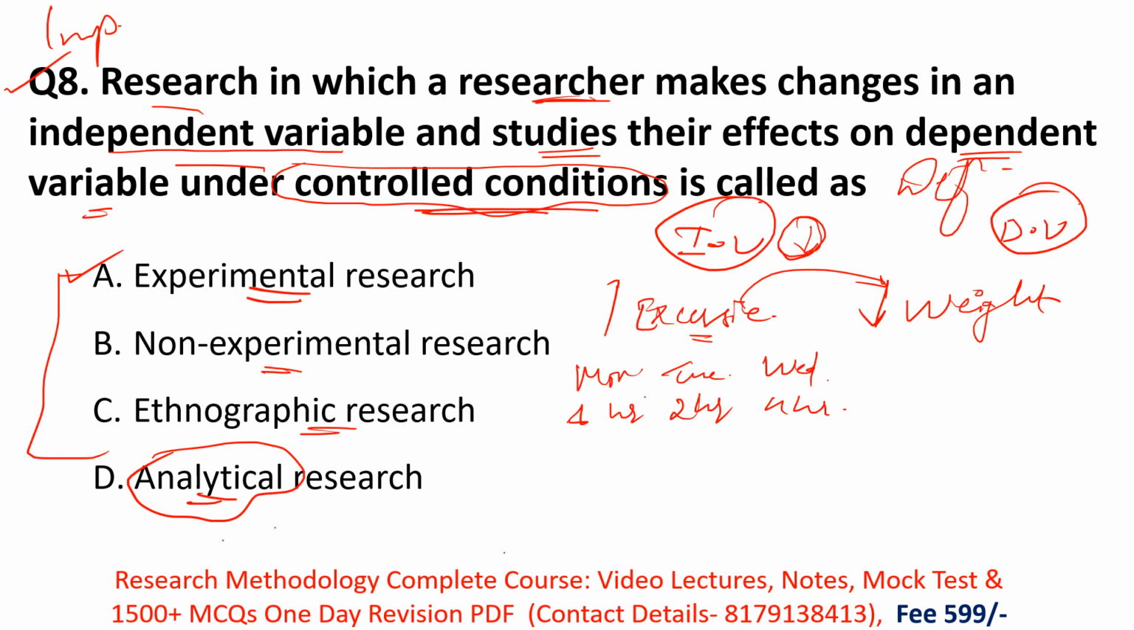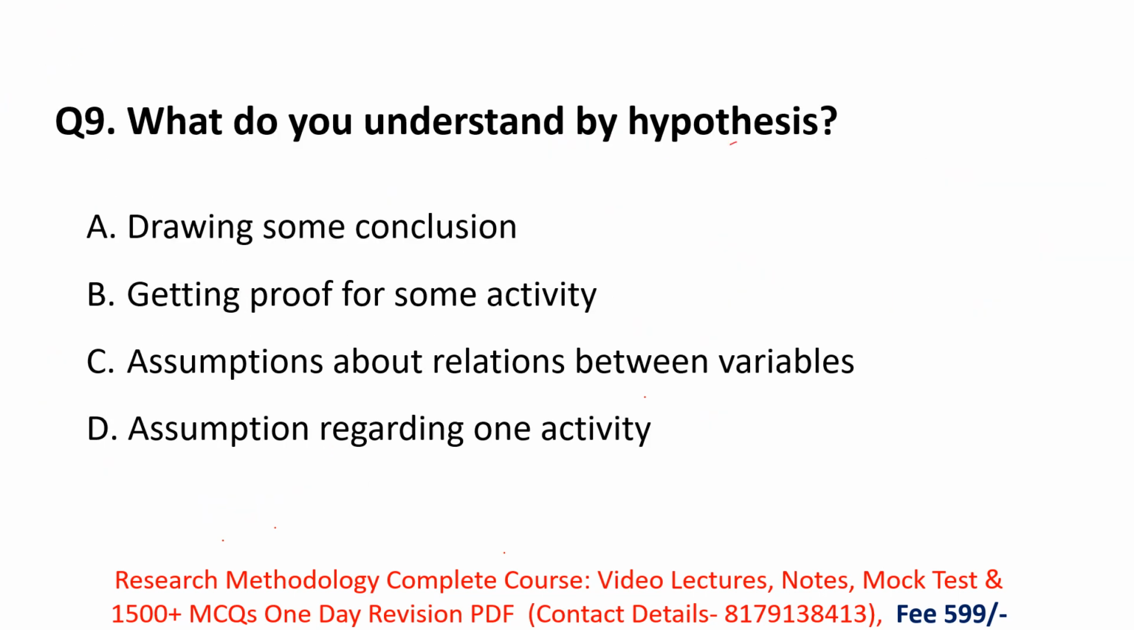But in this question they are asking about the relation, and the variable the researcher changes is independent to see its effect on dependent. So this is the definition of experimental research. So the correct answer is option E, experimental research. Next question. What do you understand by hypothesis? In this question we basically have to find the definition of hypothesis.